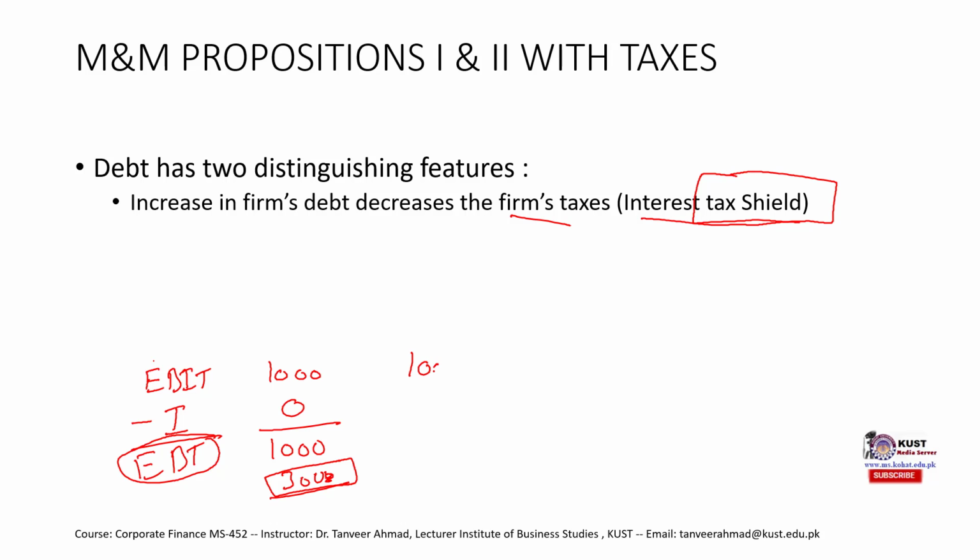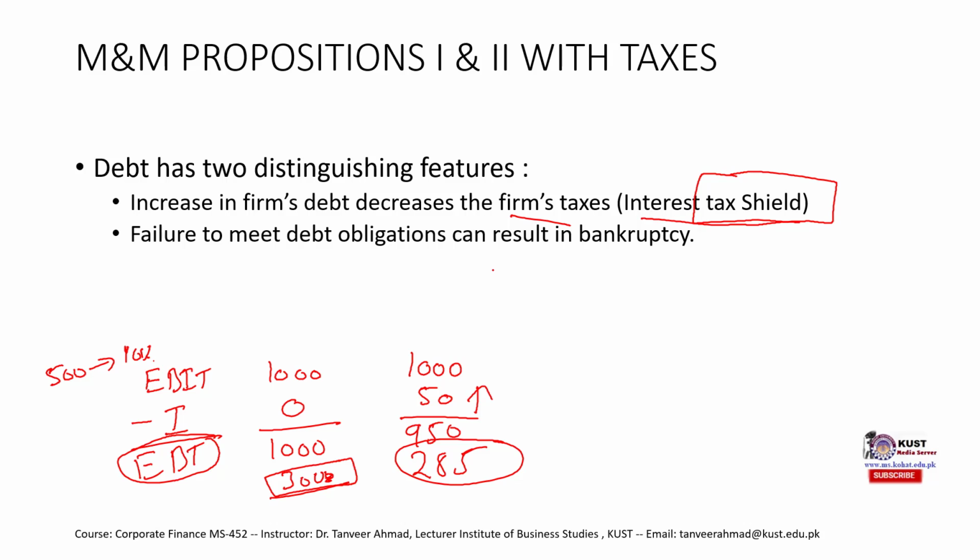What if we have a debt of 500 rupees? This is our EBIT, but now we have some amount of debt. For example, in this case we have 500 debt, and interest is assumed to be 10%. So 10% of 500 would be 50. The interest would be 50. Now we would have 950 EBT, and if we calculate the 30% tax on this 950 amount, that would be 285. So you would have noticed that because of this interest expense, our tax expense has decreased.